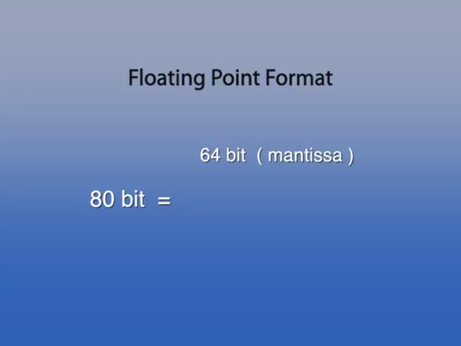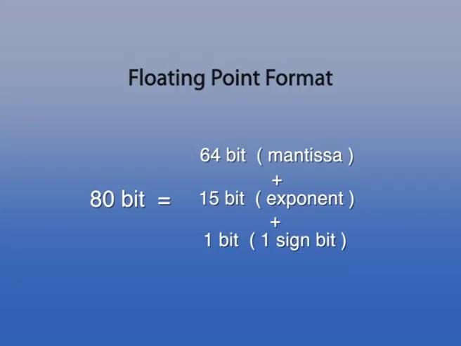Out of 80 bits, 64 bits are allocated for mantissa, 15 bits are allocated for exponent, and 1 bit is for the sign bit. So, 64 plus 15 plus 1 makes a total of 80 bits for the floating point representation. This format provides a precision of about 19 decimal places. That means you can represent a number accurately to 19 digits after the decimal.